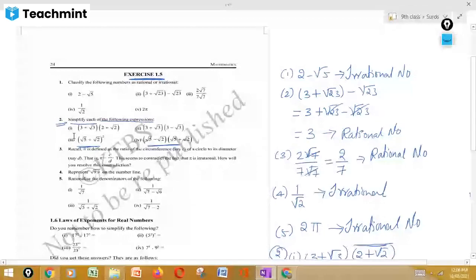Here, what he says is: recall pi is defined as the ratio of the circumference of a circle to its diameter. That is nothing but pi is equal to small c by small d. This seems to contradict the fact that pi is irrational. We say pi is irrational, but we are able to write it in the form p by q, that is nothing but c by d. So how can you resolve this contradiction?